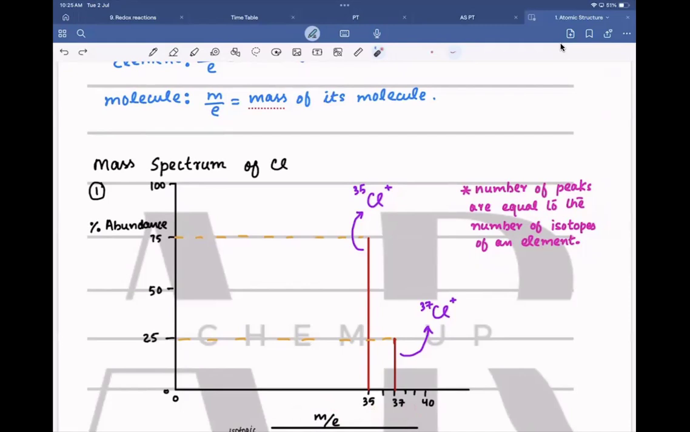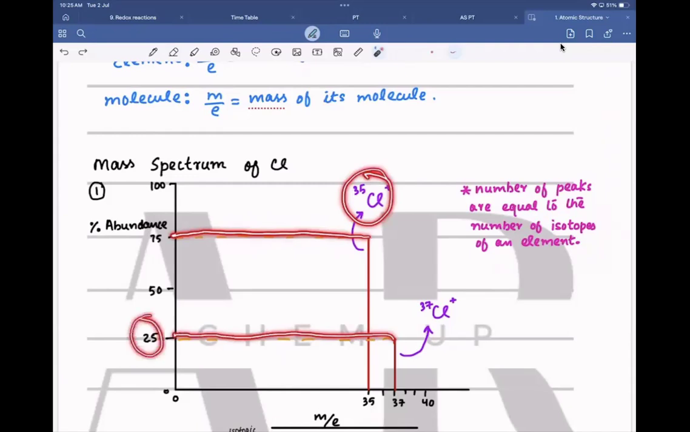Yes, sir. Okay. And on the y-axis, we are getting the percentage abundance. So whatever the sample we have, in that sample, there is 75% of the chlorine-35 isotope, and the other isotope, chlorine-37, is 25% only. So that is how we are able to initially interpret the mass spectrum.